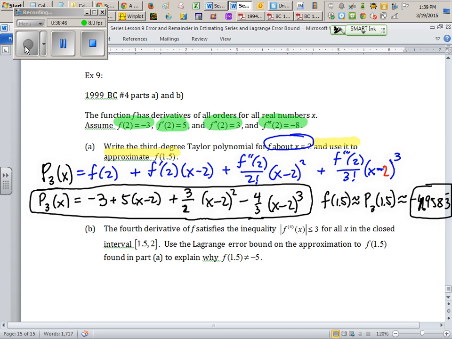All right, so here's what I would do. I'm going to set up the Lagrange error bound with the fourth derivative, because we did a Taylor polynomial of degree 3, which involves 3 derivatives. So we're going to go like this. The fourth derivative at z over 4 factorial times, and it should be x minus 2, right, to the fourth. This is my max error.